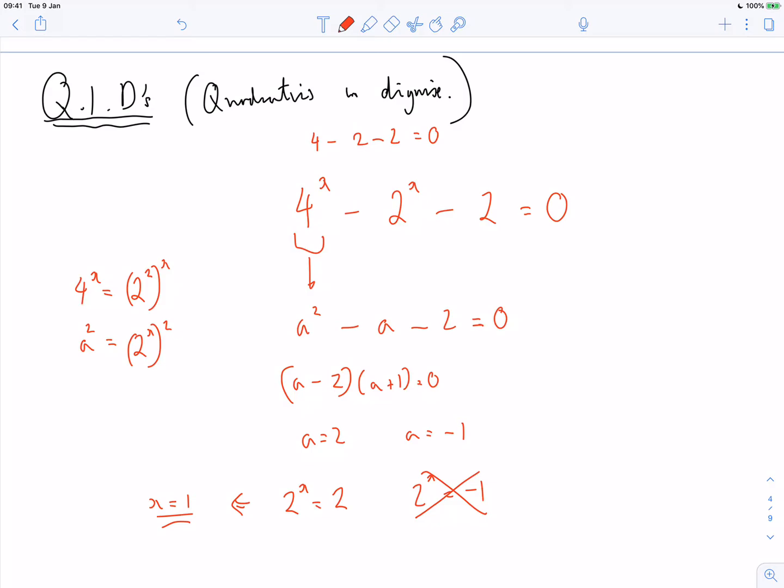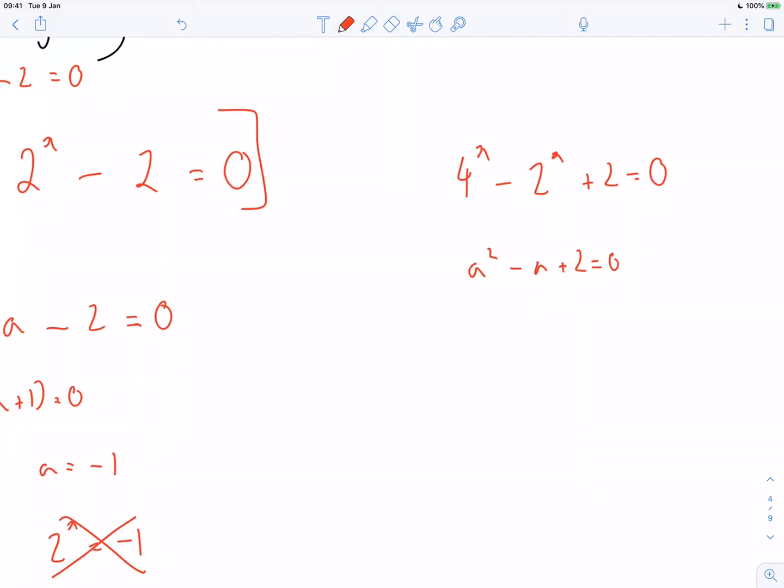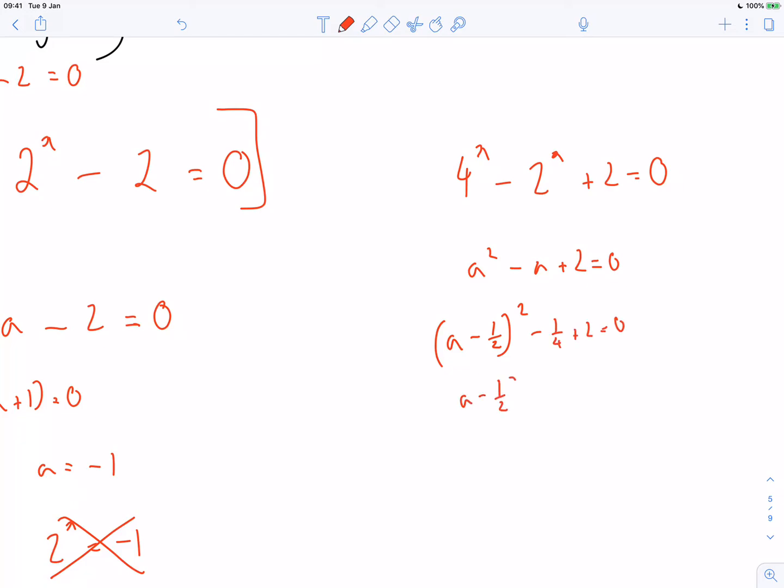If I had 4 to the x minus 2 to the x minus 2 equals 0, it would be like that. By the way, what would happen if it wasn't that? Let's say I had to solve 4 to the x minus 2 to the x plus 2 equals 0. And that would still, same way, be a squared minus a plus 2 equals 0. Could I complete the square on this thing? Yes, I'd have a minus a half squared minus a quarter plus 2 equals 0, which means a minus a half squared plus 7 quarters equals 0. And then a minus a half squared would equal negative 7 quarters.